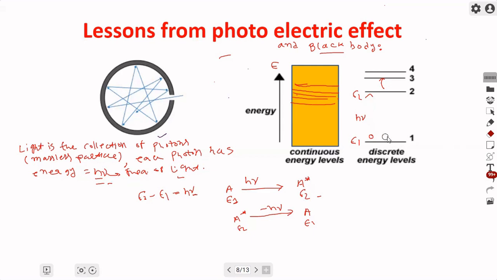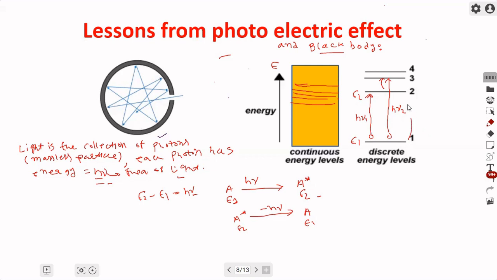Let's say we have a particle in state 1, and we want to push this particle into the excited state E2. So we need the frequency, let's say h nu 1. Again, if we want to move the particle from 1 to 3, let's say we need the energy h nu 2.